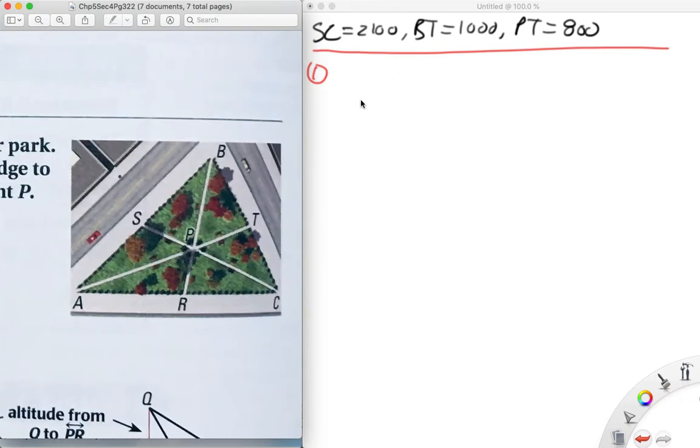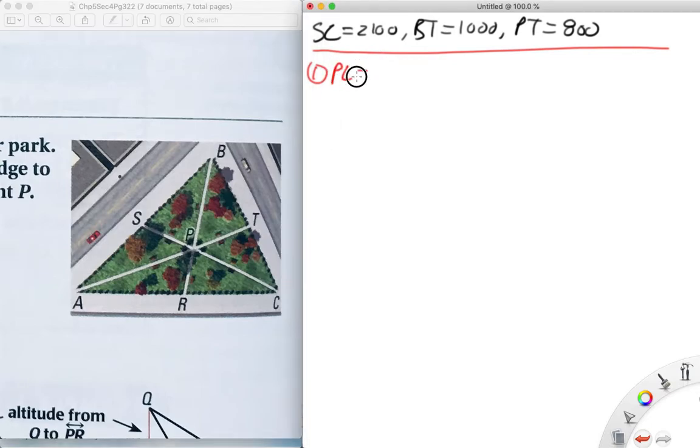So I'll just use the equation PC is equal to 2/3 SC, which means PC would equal 2/3 of 2100. So PC would be 21 divided by 3 is 7. 7 times 2 is 14. 1400.